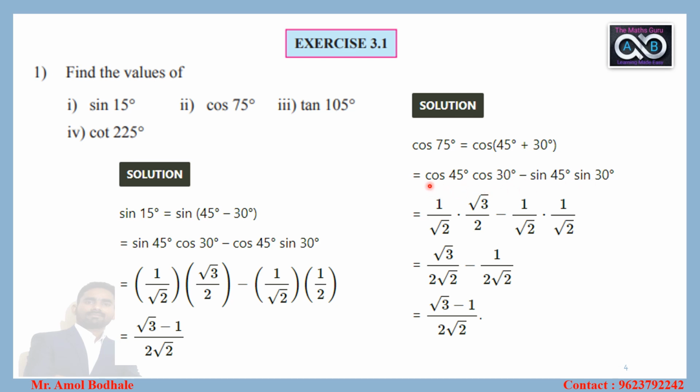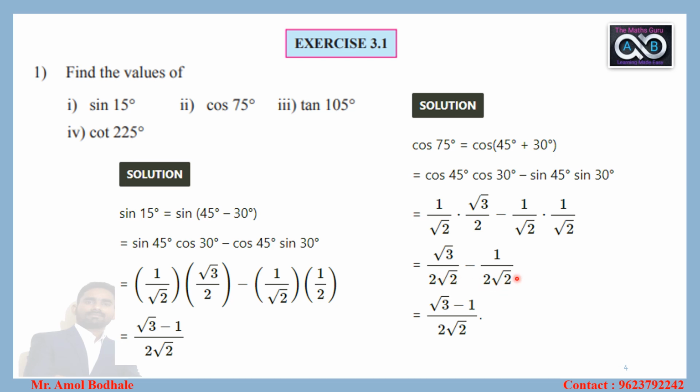Now look at the values. What is cos 45 degree? It is 1 upon root 2, into cos 30 degree, which is root 3 by 2, minus sine 45, which is 1 upon root 2, and sine 30, which is 1 upon 2. Actually here it is 1 by 2, which is a printing mistake. Now 1 into root 3 is root 3, and 2 into root 2 is 2 root 2. Similarly 1 into 1 is 1, and here it is root 2 into 2. Remember this is 2, so we get 2 into root 2.